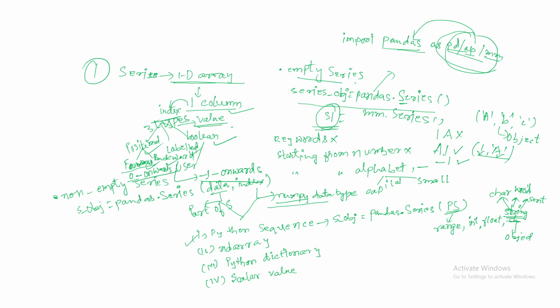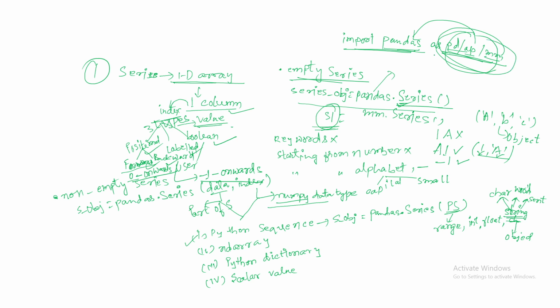Okay, now we will see how to create an empty series. Series object equal to pandas dot Series, parentheses open and close. Series S is capital. Before this, what do we have to do? We have to import pandas. So import pandas as, and you will mention that alias name.